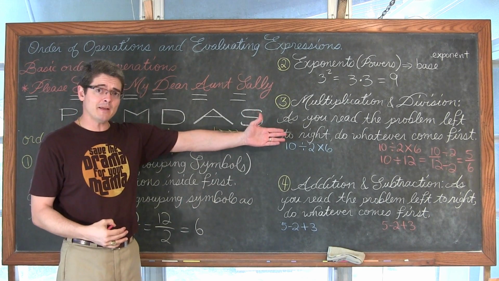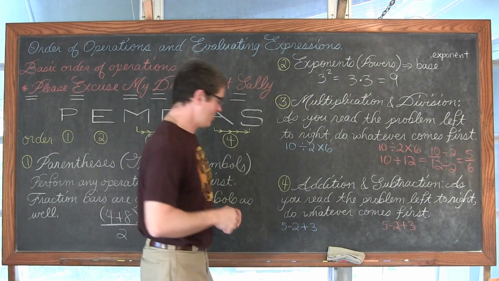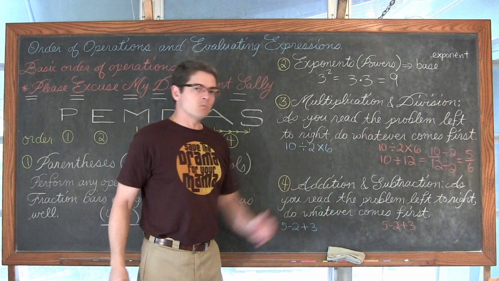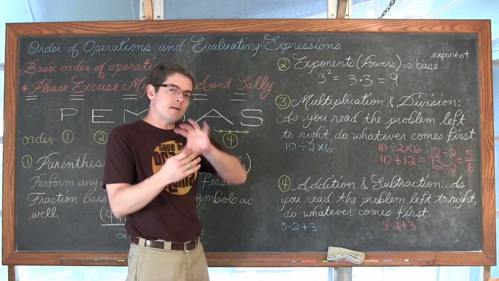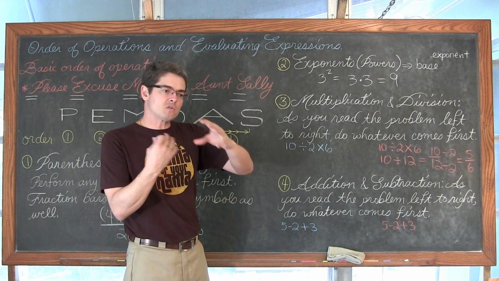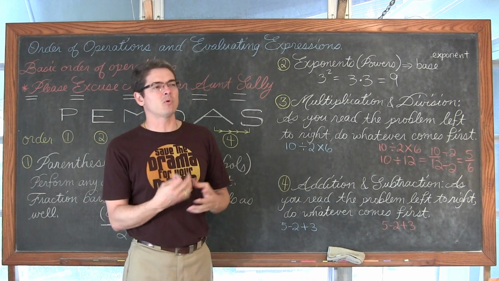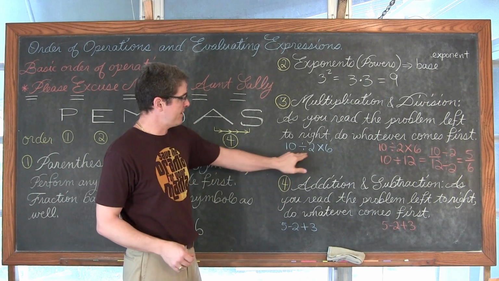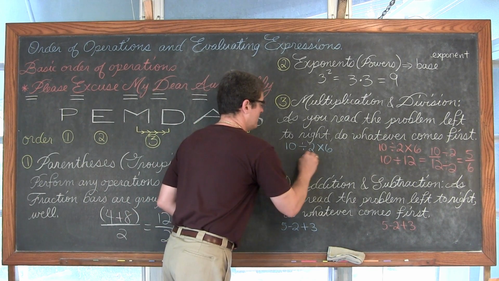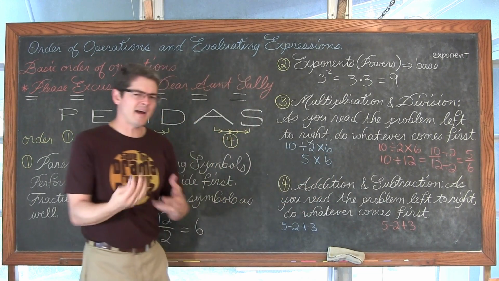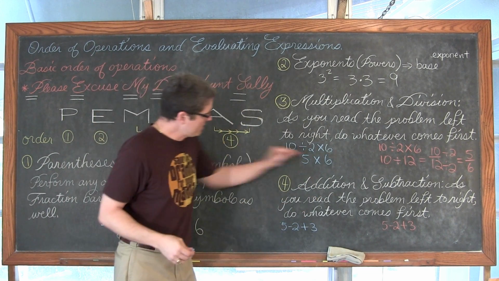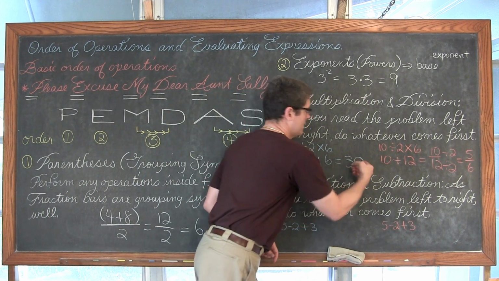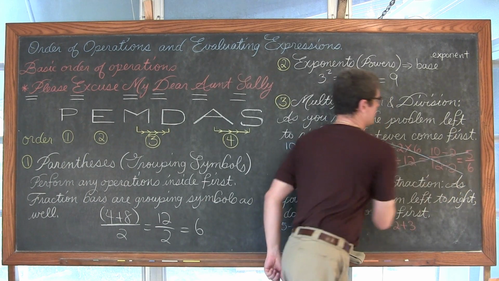Incorrectly. There's a reason I'm doing that in red, right? I'm a teacher. I use my red pen to correct mistakes. No. As I read this left to right, the first math operation I see in that multiplication and division level of importance, or not importance, but step, is division. So 10 divided by 2 is equal to 5. Maybe hierarchy is a better word. And then read left to right again, 5 times 6 is equal to 30. That's the correct answer, not this over here.